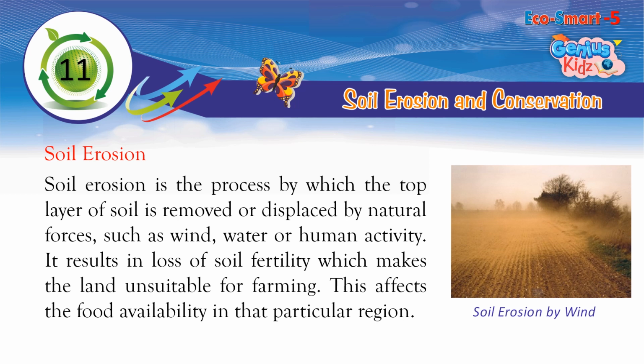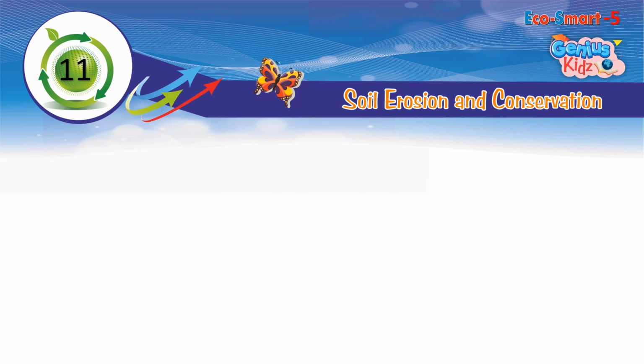Soil erosion. Soil erosion is the process by which the top layer of soil is removed or displaced by natural forces such as wind, water or human activity. It results in loss of soil fertility, which makes the land unsuitable for farming. This affects the food availability in that particular region.